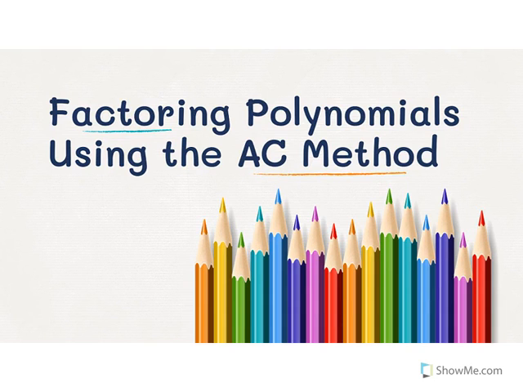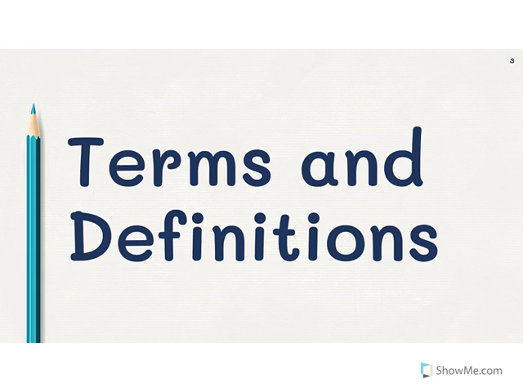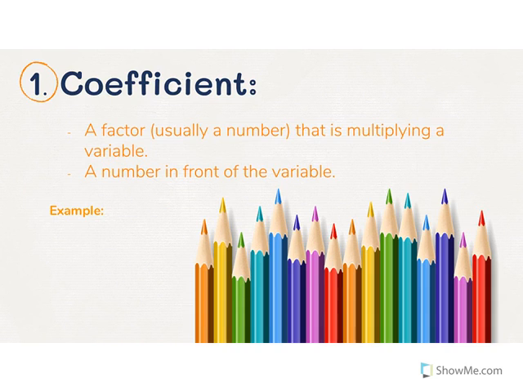Hello, today's notes are about factoring polynomials using the AC method. Your essential question for this set of notes: when using the AC method, what do the two numbers have to do in order to get to the top value placed on the x and the bottom value placed on the x? That'll make sense in a second.